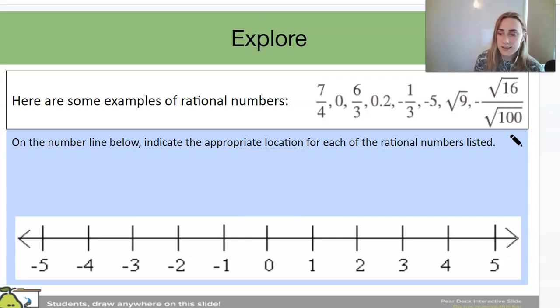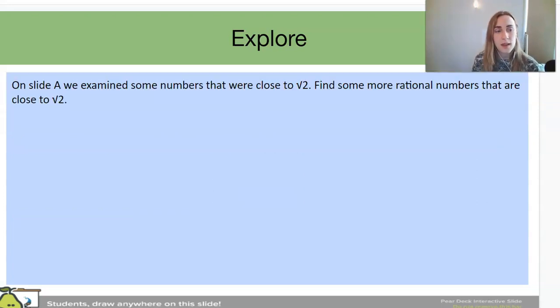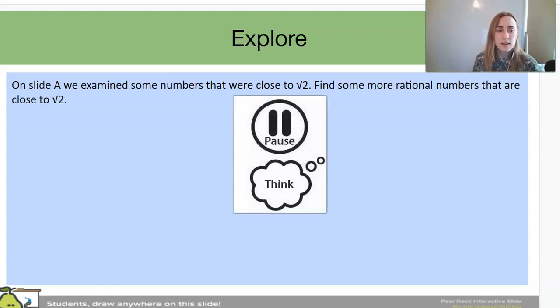Now we'll move on to slide D. And we're going to think back to slide A. So on slide A, we examined some numbers that were close to the square root of 2. Find some more rational numbers that are close to the square root of 2. So look back at slide A. What from slide A could help you think about this question? Pause and think. And when you're ready, put some of your ideas in the blue space.